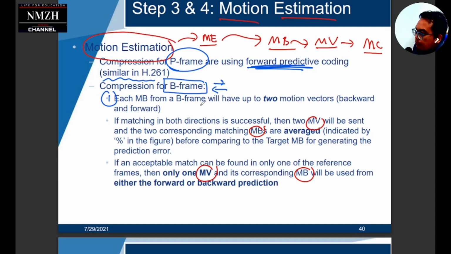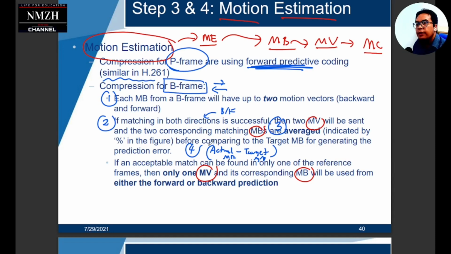then meaning this one is both directions, meaning we can take a look at the back and forth, right? Okay, right. So the third one is basically averaging. So this one is step 3, before comparing the target by generating the prediction. Okay, so averaging is the third one. Then the fourth is comparing the target. So meaning, okay, actual minus target, obviously MB. The subtraction from the actual MB to the target, we have an error, right, guys? Okay, so that will be generating the prediction error.